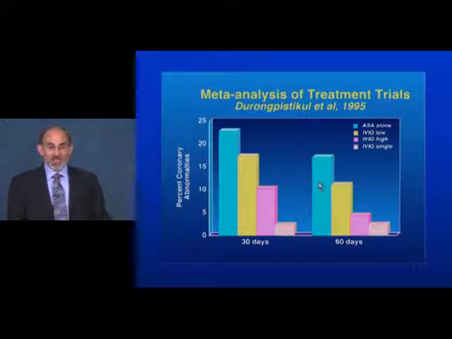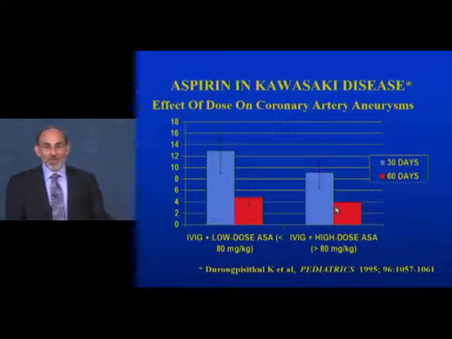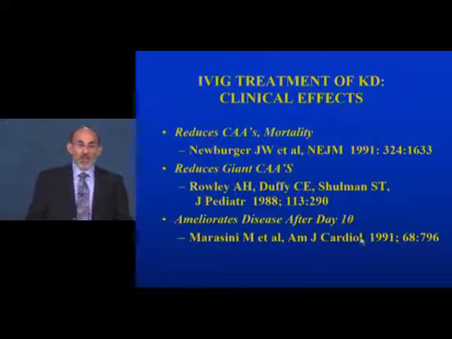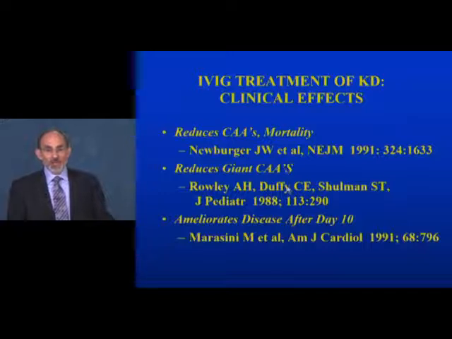Otherwise, the incidence is consistent, and it depends only on whether or not you got IVIG here or did not get it here. And in both cases, aspirin was given in equivalent doses. So we see here aspirin high dose, aspirin low dose doesn't change the incidence of aneurysms. So IVIG is miraculous. It's the single most cost-effective therapy in pediatrics after antibiotics for documented infections and immunizations, and it should be used in anyone with suspected Kawasaki disease.